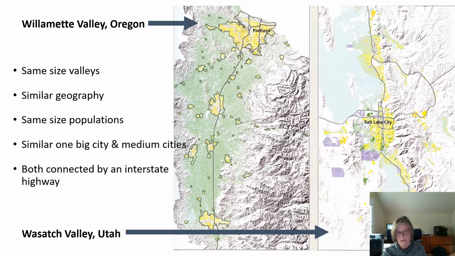And in fact, 2/3 of the population in the Willamette Valley is located in Portland, where it's just the reverse in the Wasatch Valley. 2/3 of the population is located outside of Salt Lake City. So how did this happen? Well, first let me introduce you to Hector McPherson. He is a hero in our planning world.